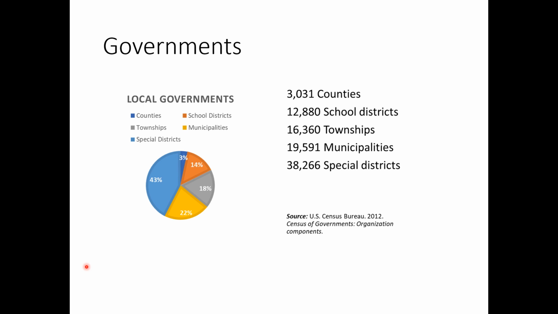Now let's look at the statistics to understand the scale of governments. It's really huge. This is 2012 U.S. Census data that shows the number of local governments, talking about counties, townships, school districts, municipalities. If you look at these numbers, we have really a lot of governments. 3,031 counties, 12,880 school districts, and more townships, municipalities, and special districts. So in terms of scale, it's huge.